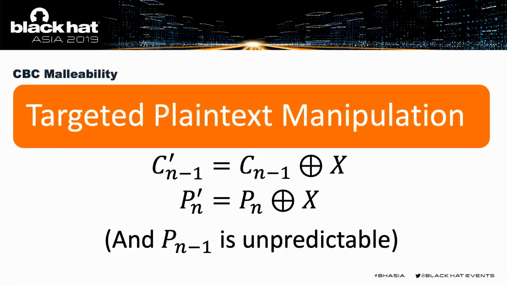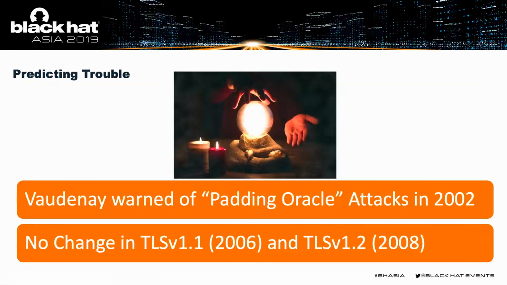It will be unpredictable. Now, back in 2002, Serge Vaudenay wrote a paper about padding oracle attacks and recognized that this was not a good process, this MAC, then pad, then encrypt. And unfortunately, the TLS designers did not really heed this warning, because TLS 1.1 came out a few years later, still doing the same thing. TLS 1.2, 2008, still has MAC, then pad, then encrypt CBC mode encryption.